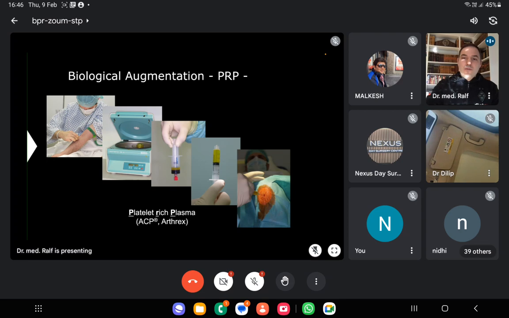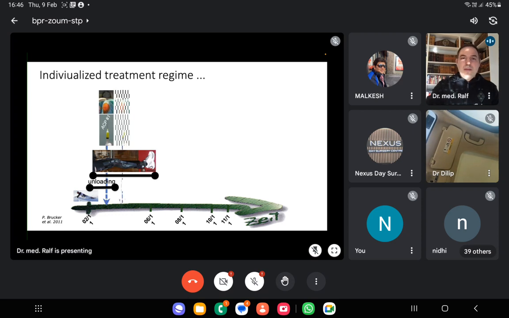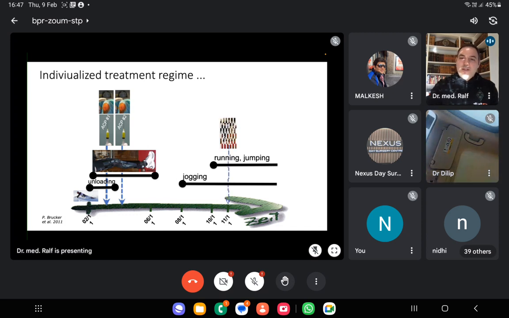So he used the ACP that's provided by Arthrex, and so this was the time frame. He had a period of complete unloading, then he was using a very restrictive orthesis that gave very reliable stability back to the knee, and then he started with the PRP injections 3 times, and then 5 to 6 months later he started with jogging, and then 1 to 2 months later, with running and jumping.